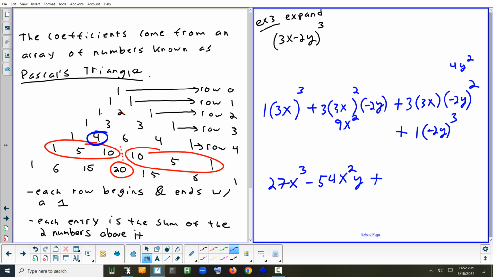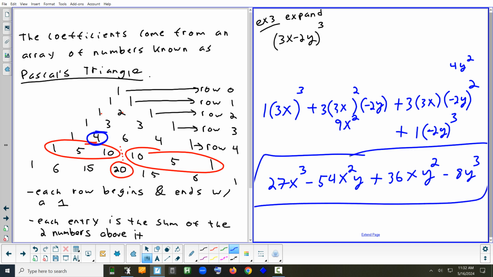So we have a 3 times a 3 times a 4. What's 3 times 3 times 4? So 36. And what are going to be my letters? xy squared. Yeah, that looks good. And my last one, what's negative 2y to the third power? Negative 8y cubed. Negative 8y cubed times 1. There we go.